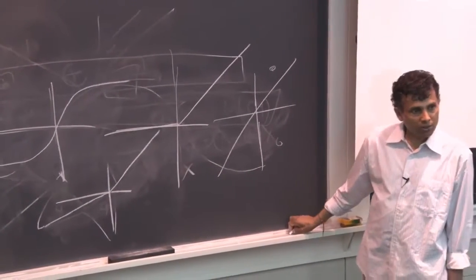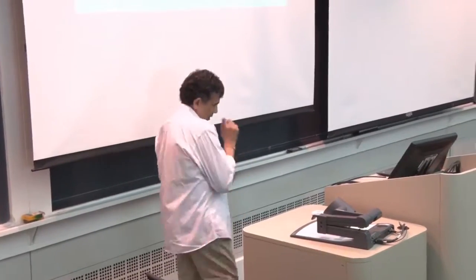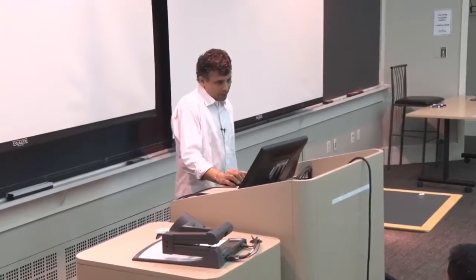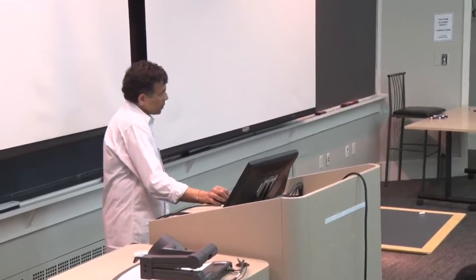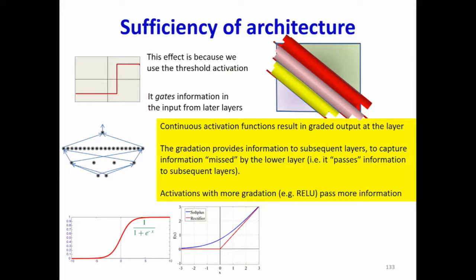There is no information, right? It's like not having that perceptron in the first place. This is just the affine combination, right? So we'll get back to those in a later lecture. So the point is that continuous activation functions result in graded output at the layer, and the gradation provides information to subsequent layers to capture information missed in the lower layers.